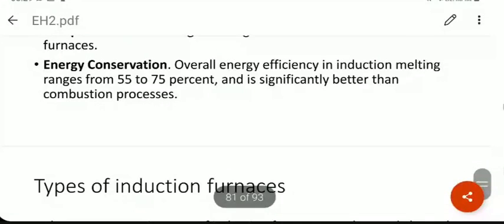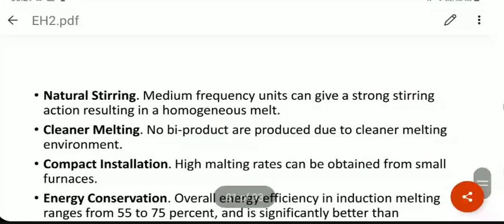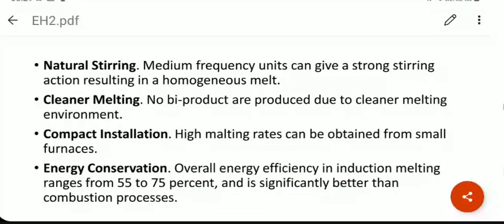What are the advantages of this method of heating? Stirring is not necessary. It is natural because of the electromagnetic waves that are produced in the material. Melting is cleaner. The furnace can be installed in a very compact manner. High melting rates can be obtained even with small furnaces. Energy conservation, the efficiency is not bad at all, 55 to 75%. It is definitely better than combustion in terms of efficiency at least. In terms of cleanliness, it's better than combustion for sure.